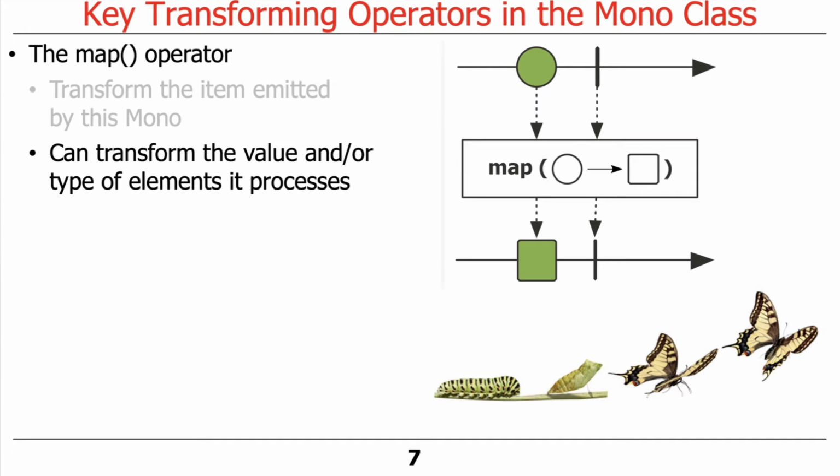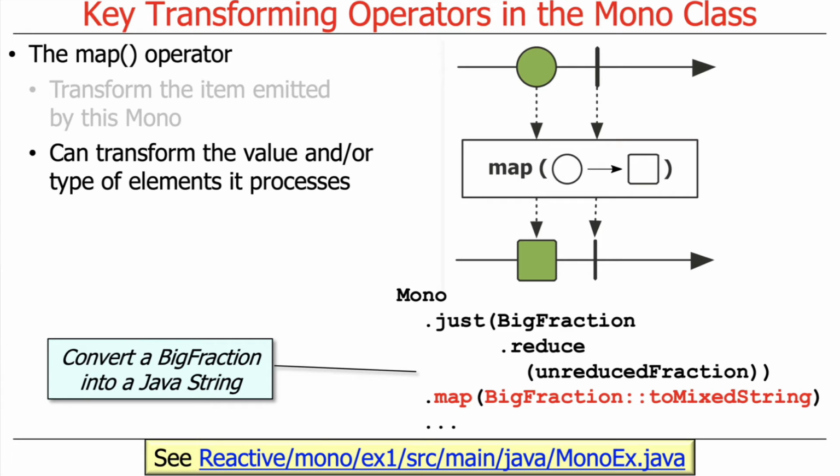Now, as I mentioned before, you can use map to transform the value and/or the type of the element it processes, kind of like map in streams. You can go from one type and transform it into something else, like a caterpillar turns into a butterfly. And here's a very simple example. This builds on what we looked at before.